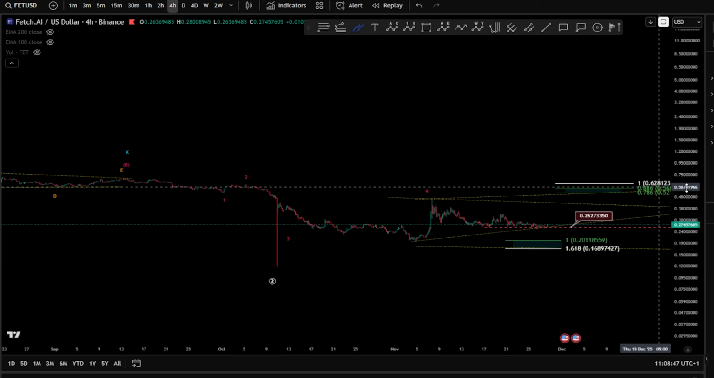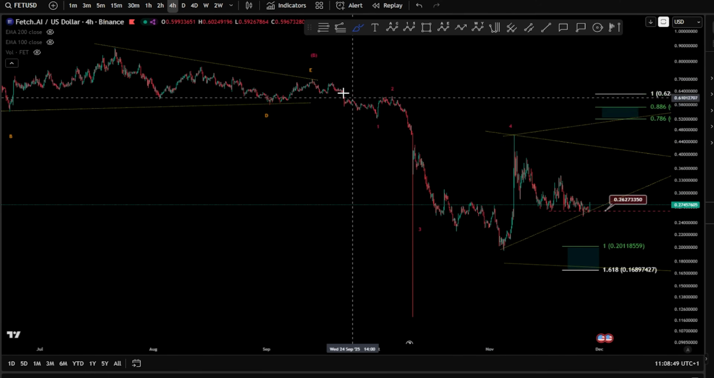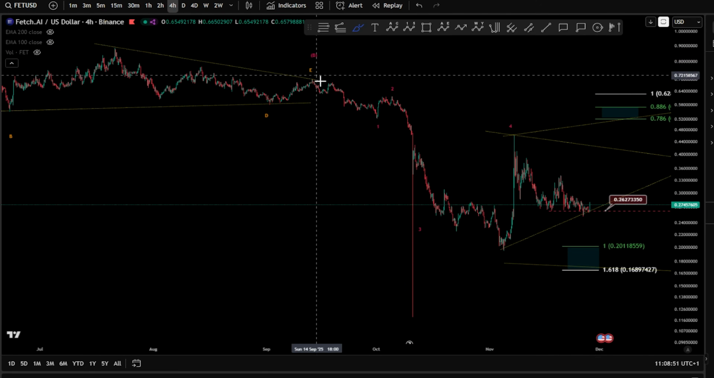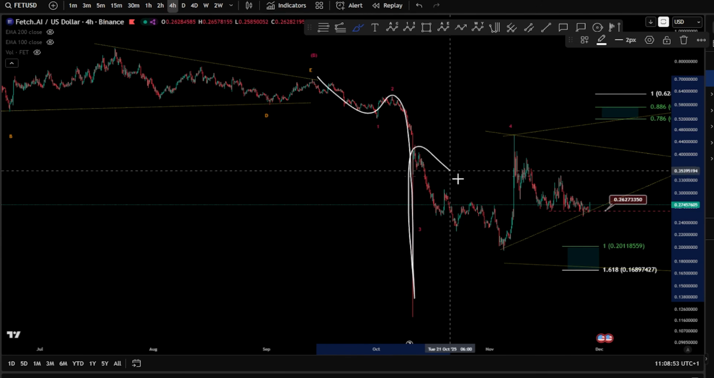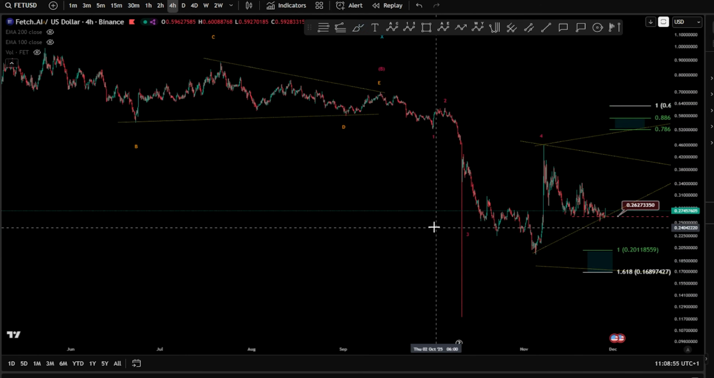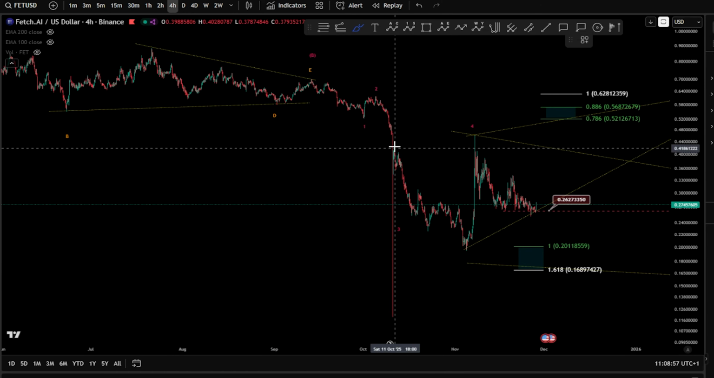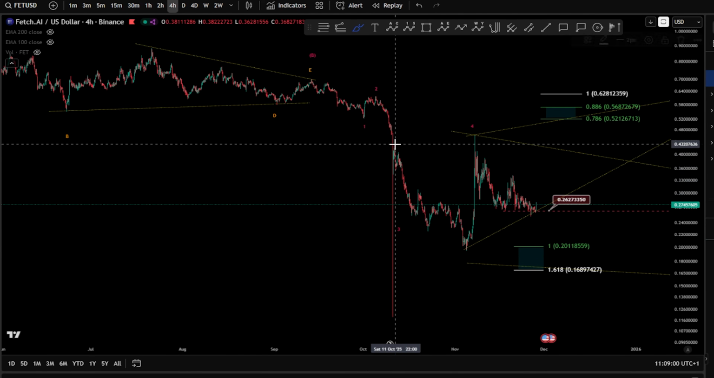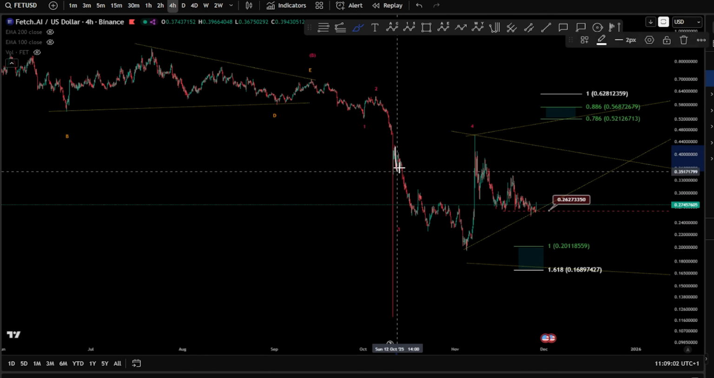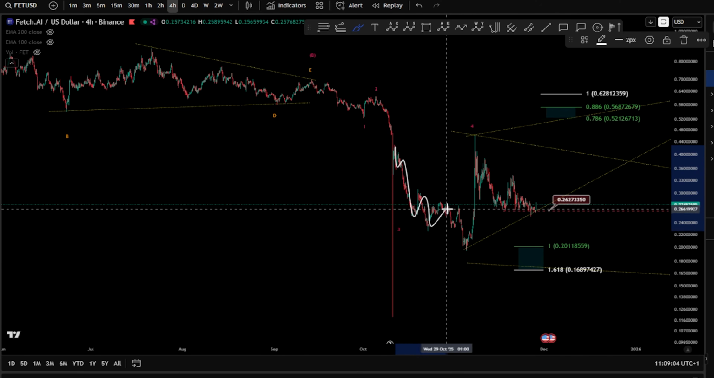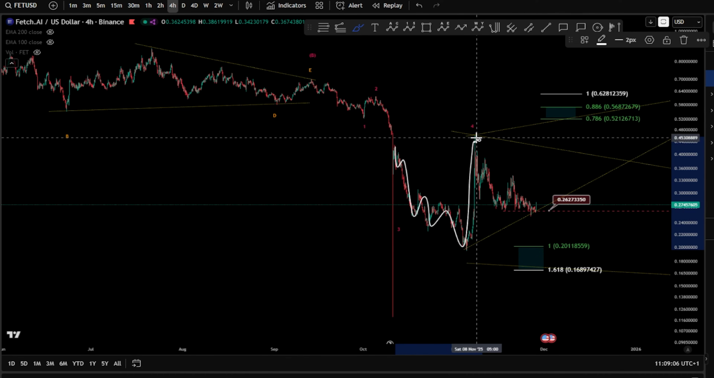So if we go to the 4 hours chart directly here, what we are looking at after the wave E is a 1, 2, 3, 4, and a 5. Now, the difference with Render and FET is that with Render, you got a clear 3 waves, while this one is a 1, 2, 3, 4, and a 5 potential expanding flat here.